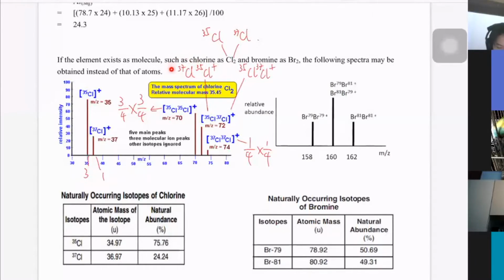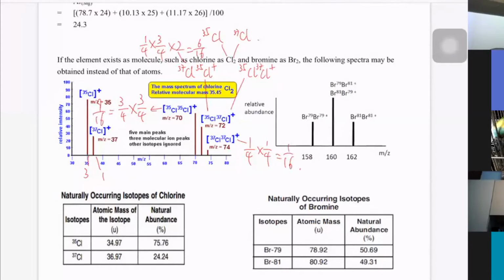Okay, so if we focus on this one, the probability of having chlorine 37 is 1/4. The probability of having chlorine 35 as the second atom is going to be 3/4. That's going to be the same for this one, so we've got two sets of this, and we need to multiply by 2. Overall this will give you 6/16, that's 9/16, and that's 1/16.